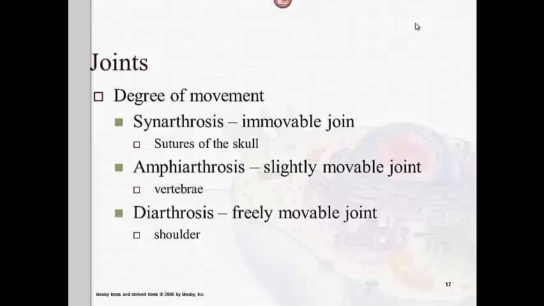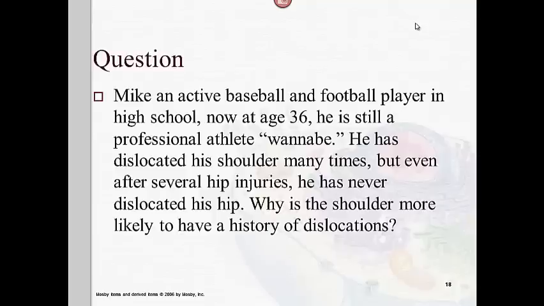Amphiarthroses are slightly movable joints. Examples of amphiarthrosis are the vertebrae. And diarthroses are freely movable joints, and examples are the shoulders. And of course, there are many more examples that you have in your book.